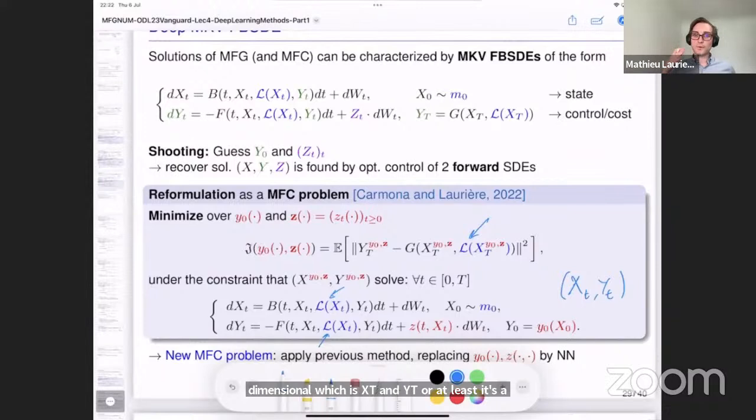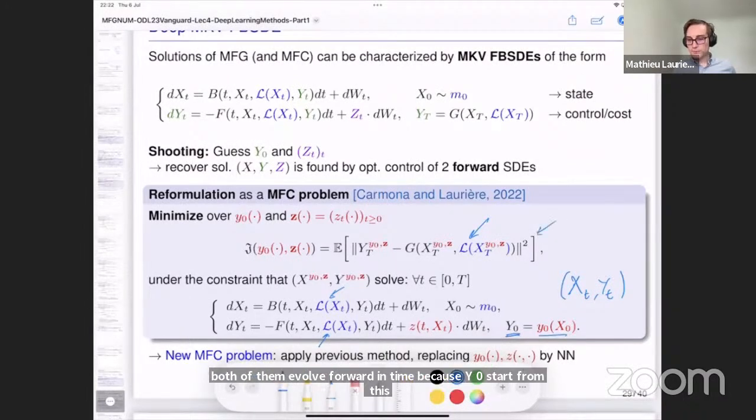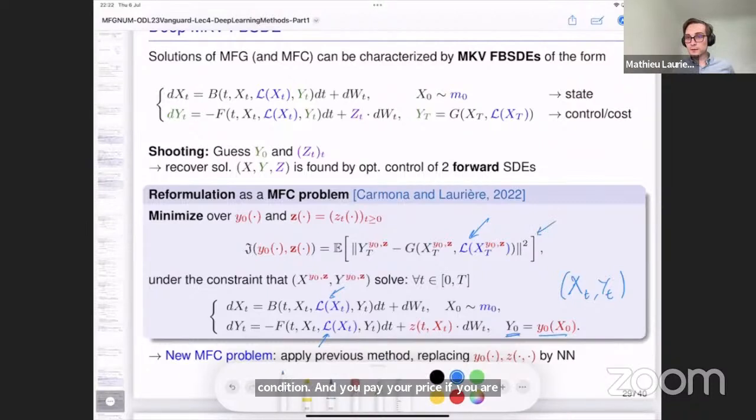They both of them evolve forward in time, because Y_0 starts from this condition, and you pay a price if you are far from the correct terminal condition. So here we know capital G, we know capital B, capital F, but you have to compute them, right? This capital G, capital B, capital F are completely defined by your model, running cost, terminal cost, and drift, but you have to express them.